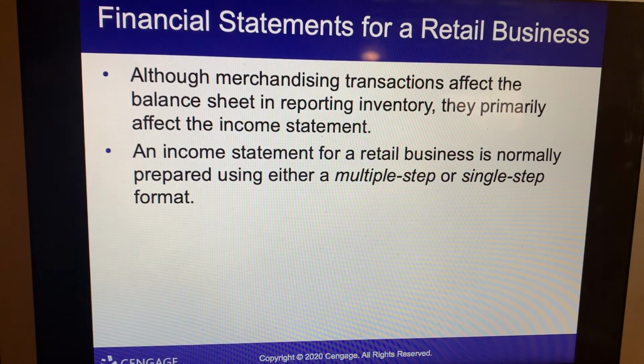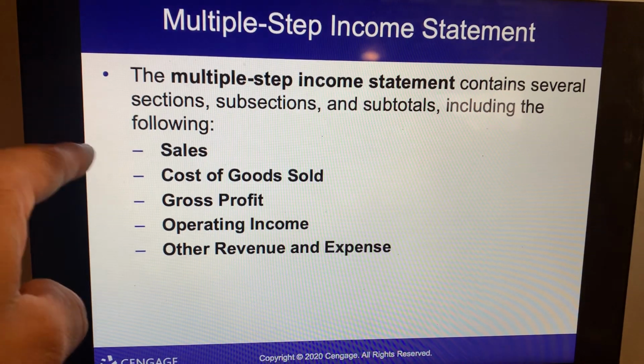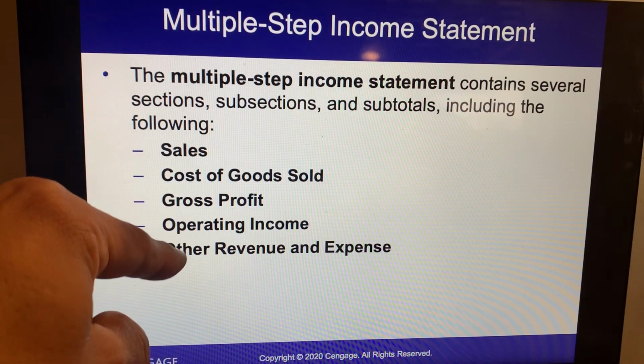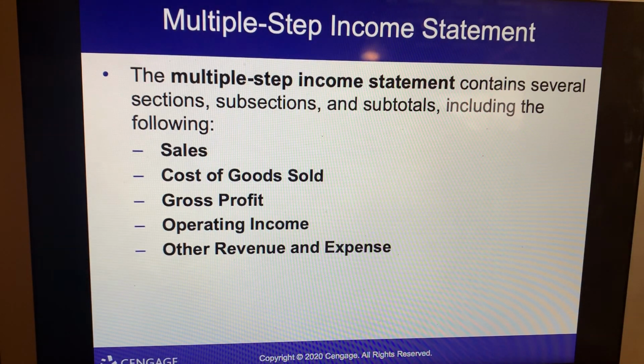Okay, financial statements. Although merchandising transactions affect the balance sheet and reporting of inventory, they primarily affect the income statement. An income statement for a retail business is normally prepared using a multiple-step or single-step format. Sales, cost of goods sold, gross profit, operating income, other revenue, and expenses. This is a multiple-step.